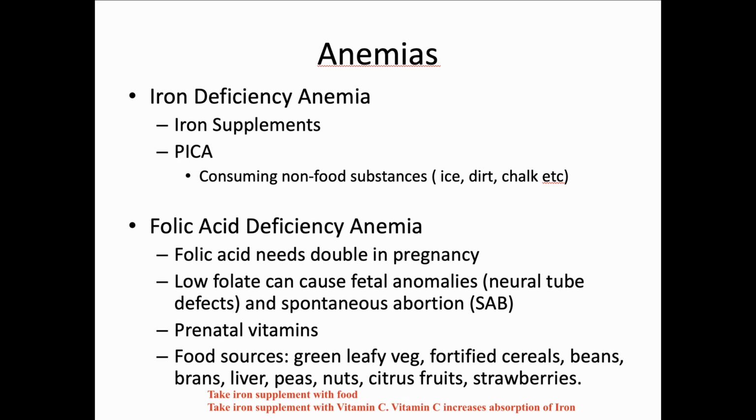Our folic acid deficiency anemia, right? So we spoke about that with our nutrition. Folic acid is very important. The need for it doubles in pregnancy. And if they're low in this, it can cause neural tube defects, right? So that's the big thing that it really reduces the risk of, is the neural tube defects and miscarriage. So for this, we have our prenatal vitamins that have the folic acid in them. And then our food sources.